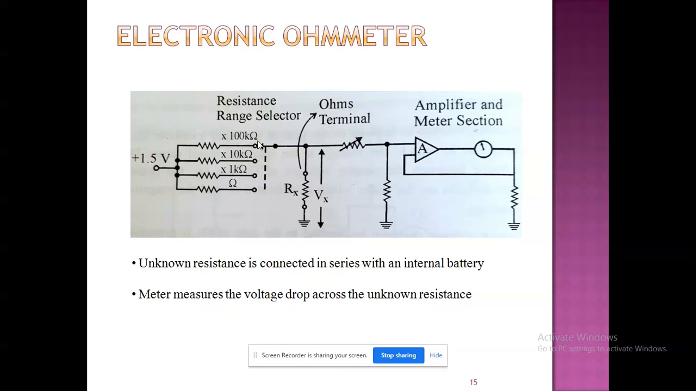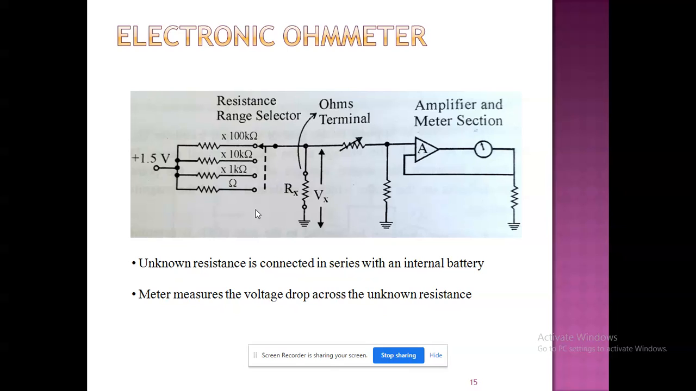Now here, a separate divider network is used for the purpose of measuring resistance, which provides a number of different ranges. When the unknown resistance Rx is connected, here you can see the unknown resistance Rx, it is connected to the ohms terminal of the multimeter. It is connected in series with an internal battery of 1.5 volt, which supplies current through one of the range resistors and the unknown resistor to the ground.